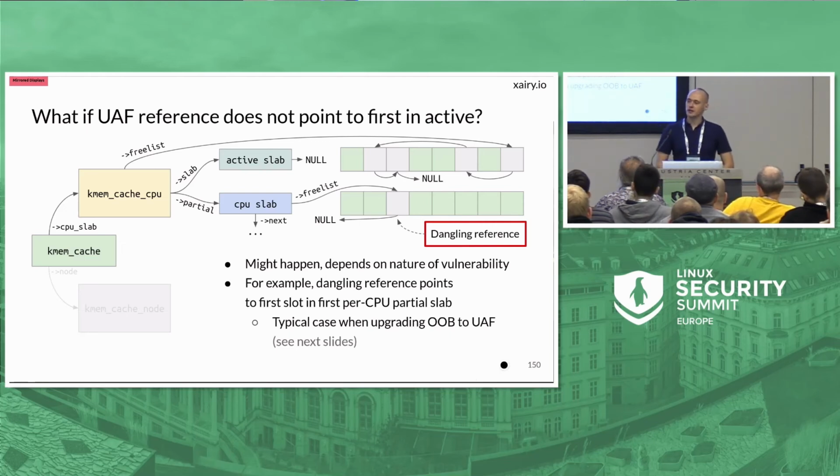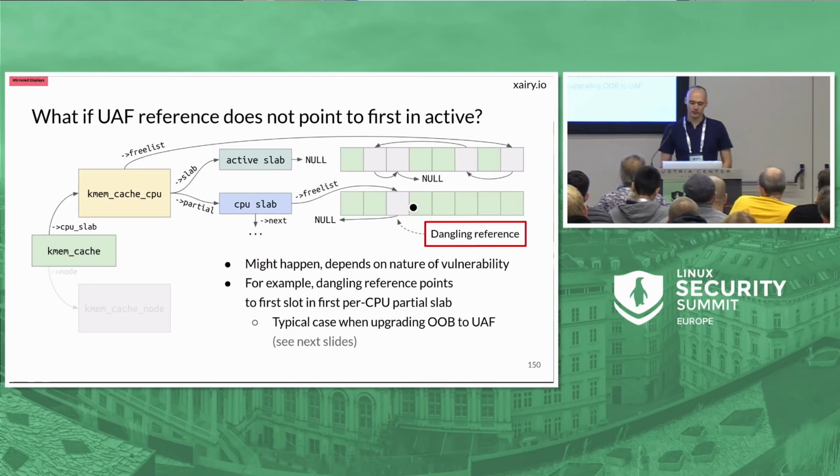For example, it might happen that the use after free reference you have is to one of the slots that's not the last slot on the per CPU lockless free list. It might be one of the slots on one of the CPU partial slabs, or maybe even on a per node slab. It really depends on the nature of the vulnerability that you have. And one specific case that I'm going to briefly discuss is when we're trying to upgrade out of bounds to use after free, in the next few slides.